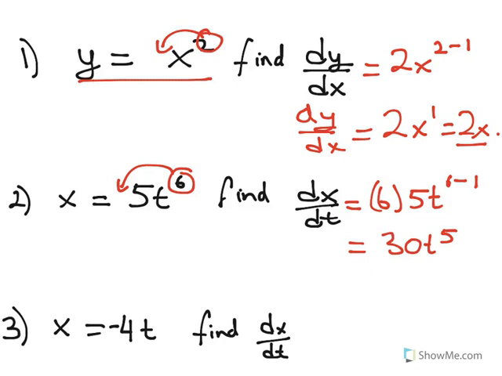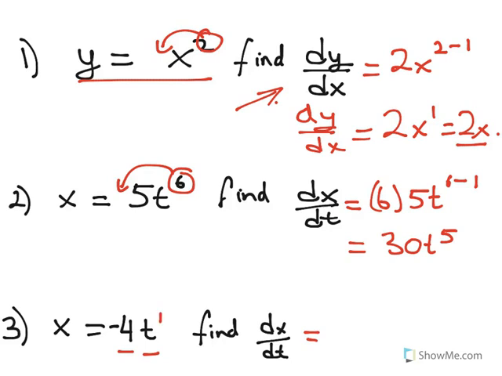I've got x equal to negative 4t. Find dx/dt. Sorry, I think in the last one I said dy/dx, but I meant dx/dt. We'll be dealing more with dx/dt than dy/dx. In mathematics, you tend to deal with dy/dx. In physics, you tend to deal with dx/dt because it's change in position over time.